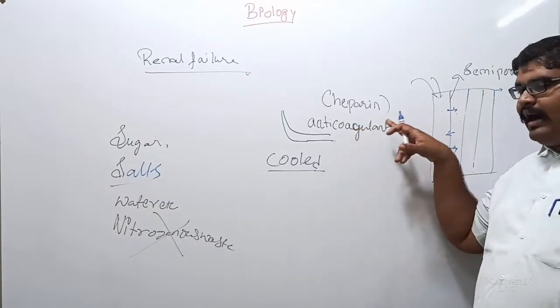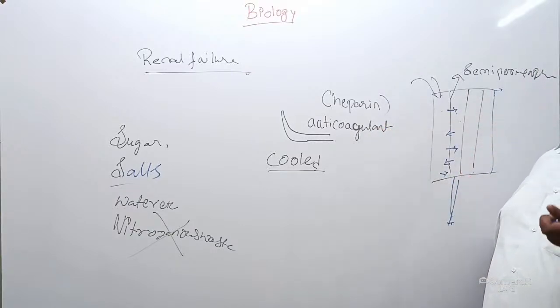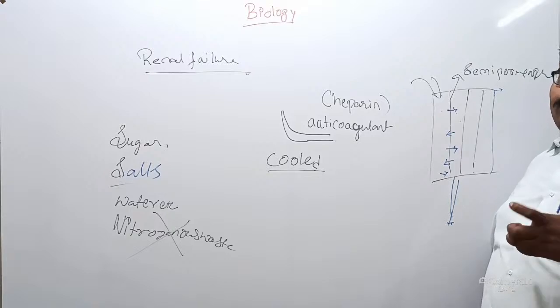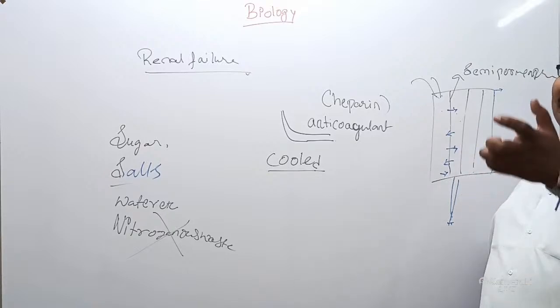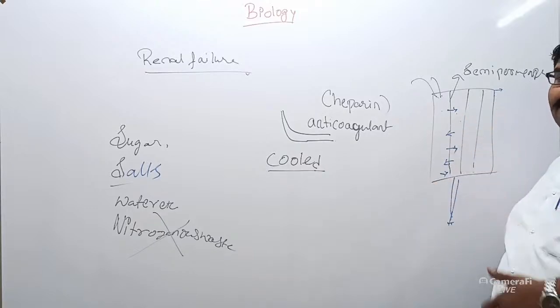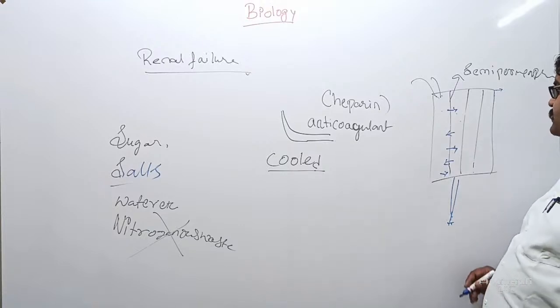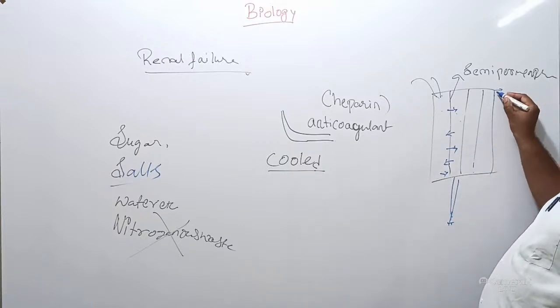Blood is circulated through the artery and pumped into the vein, because that blood which is free from nitrogenous waste must be sent to the heart, and from the heart that blood which is free from nitrogenous waste will be pumped to various parts of the body along with the oxygen. So what is happening in the next procedure?